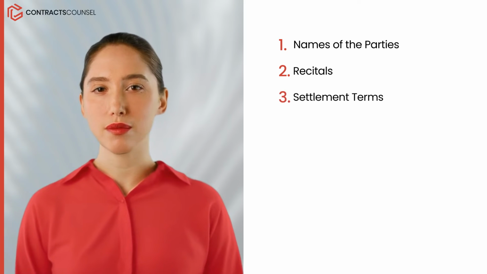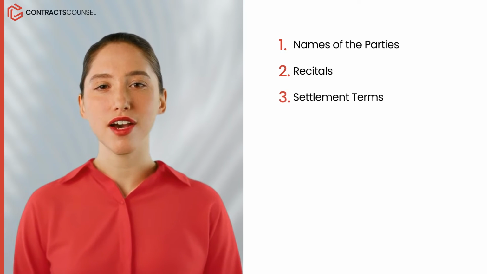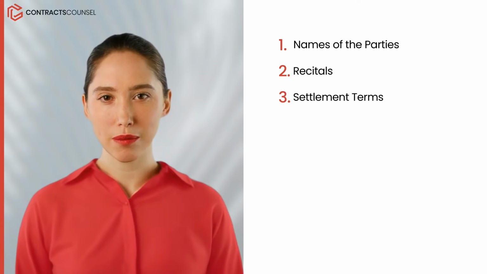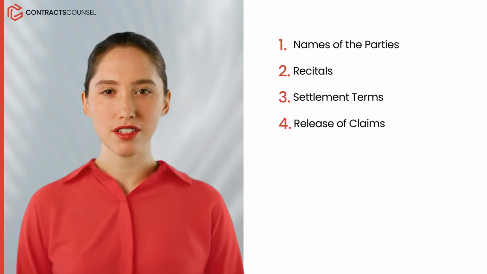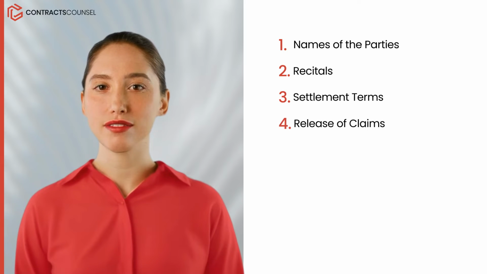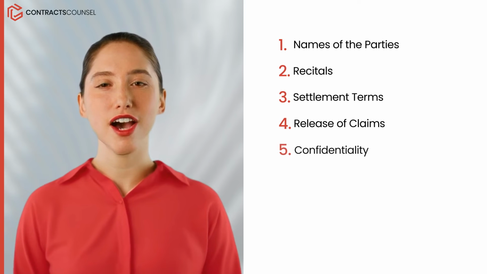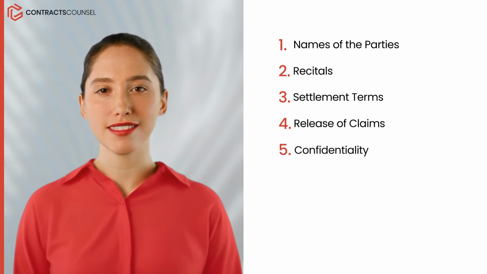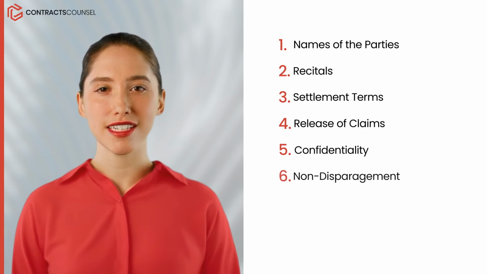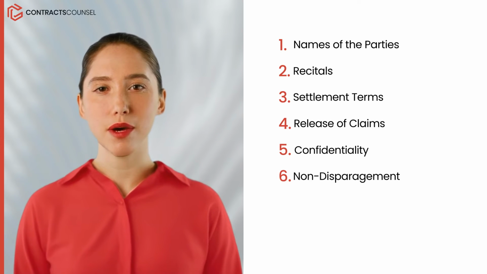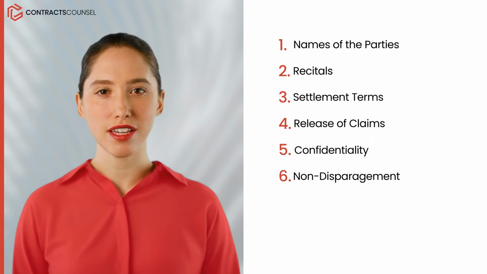3. Settlement terms. This specifies the terms of the settlement, including any payments or actions required by the parties. 4. Release of claims. This details the release of any claims that the parties have against each other. 5. Confidentiality. This protects any confidential information related to the settlement. 6. Non-disparagement. This prevents the parties from making negative statements about each other.